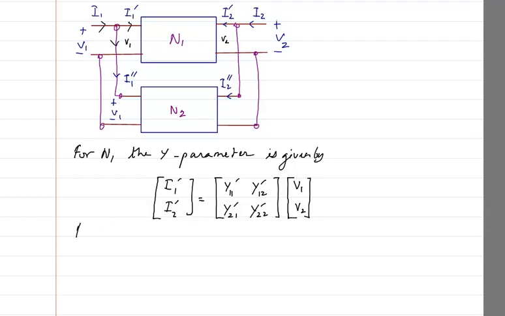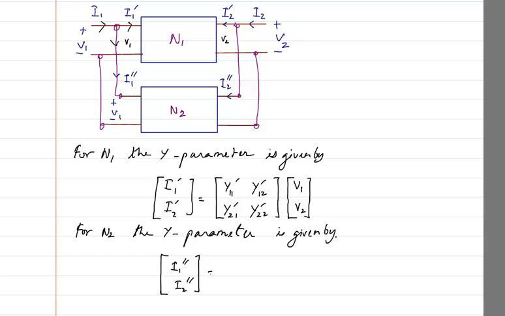Similarly I can write for N2. So I will write for N2 the Y parameter. For N2 the Y parameter is given by, now for the second one we know that the current equation is I1 double dash, I2 double dash, and that is going to be equal to Y11 double dash, Y12 double dash, Y21 double dash, and Y22 double dash, that multiplied with V1, V2. Again, I am not writing V1 double dash or V2 double dash because the voltage that is appearing here is V1, and here also it is going to be V2 and not V2 double dash. Even if I write V2 double dash, that will be same as V2. Why? Because both the two port networks are connected in parallel.